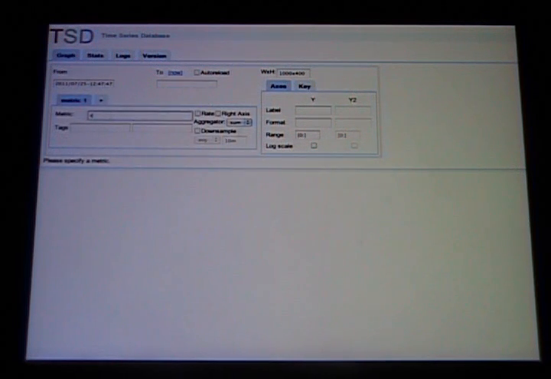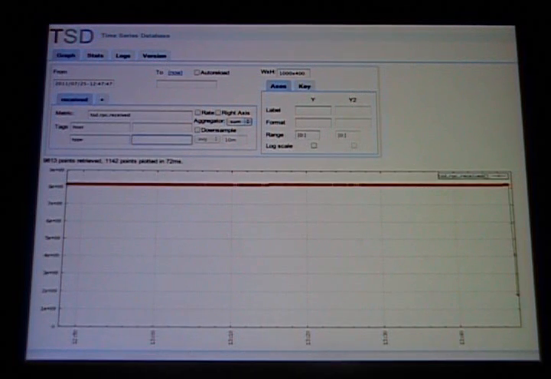And the metric for this is TSD RPC received. All right, so what do I get here? I'm getting a straight line that's going up all the time, very slowly. That's not very interesting. Why is that?